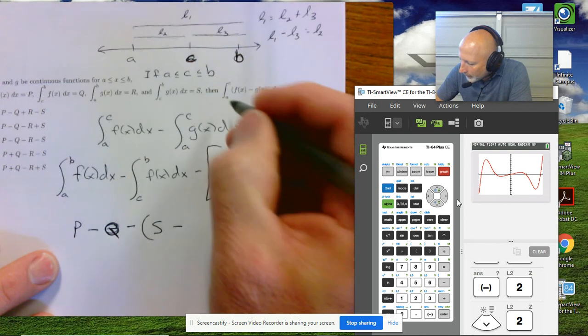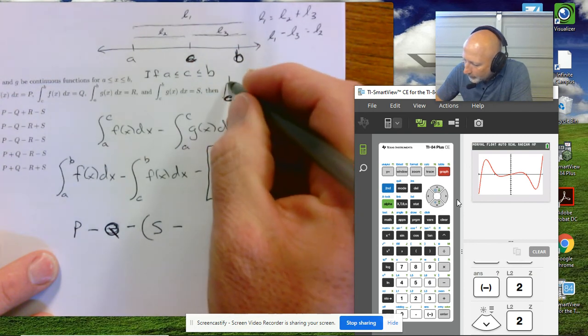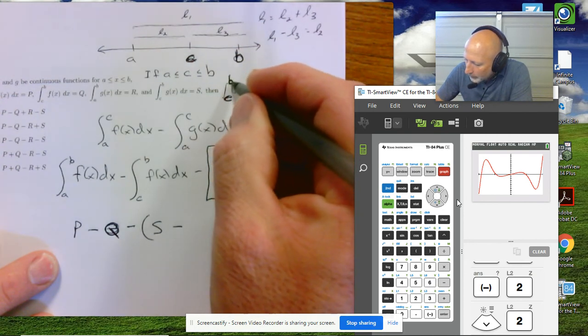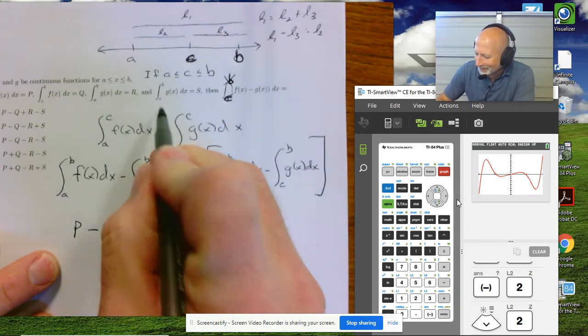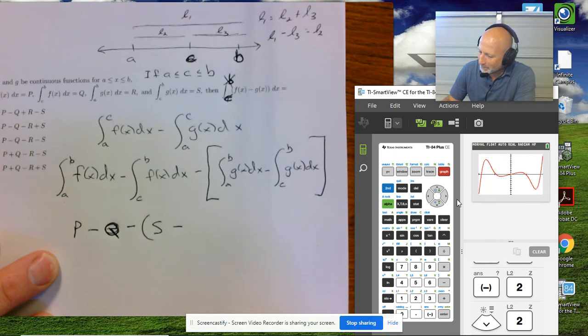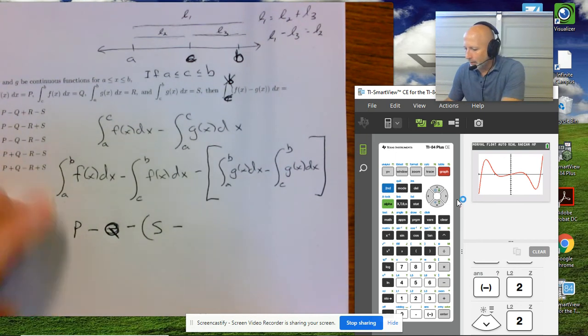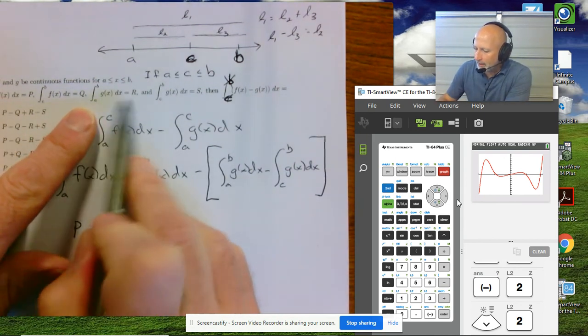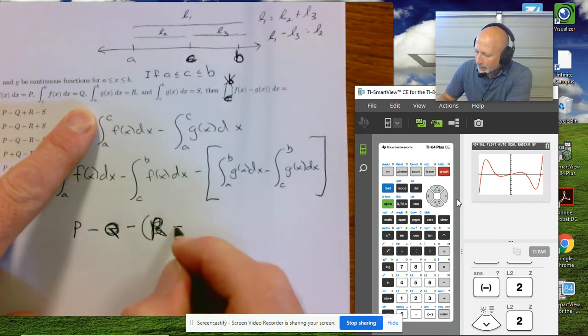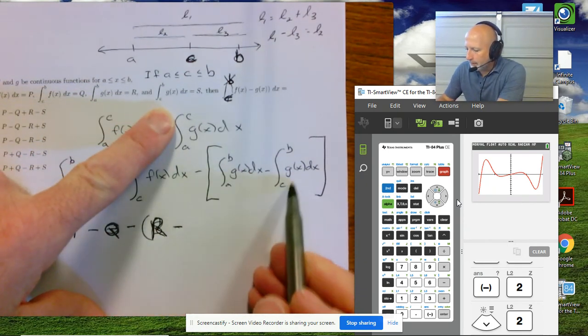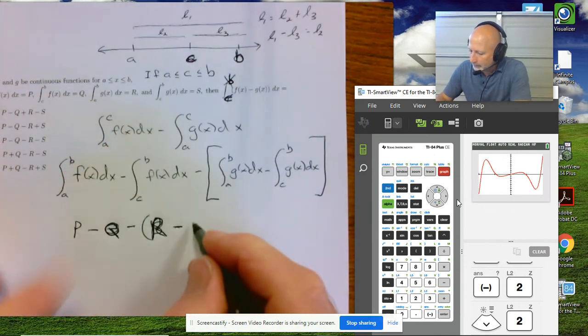There's another mistake here. This should be from C to B. Okay, I made a lot of mistakes in writing this. Sorry, you guys. Oh, no, that was right. Here's C to B of g of x. I'm all over the place. The integral from A to B is R. Sorry. And then the integral from C to B is S.